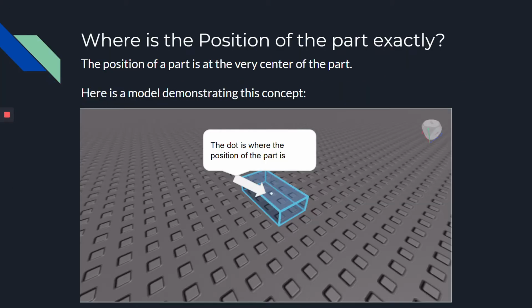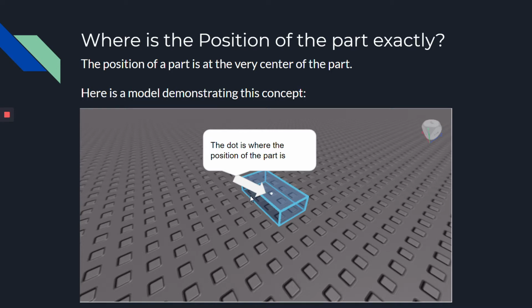Where is the position of the part exactly? The position of the part is at the very center of the part. And here is a model demonstrating this concept. So I have a translucent part, and as you see, there's a little white dot, and that dot is where the position of the part is.